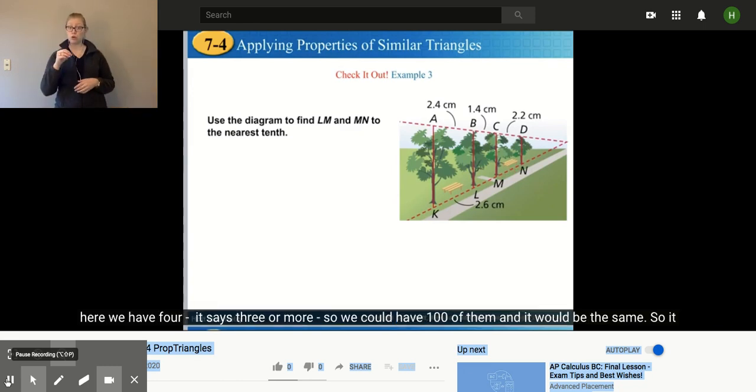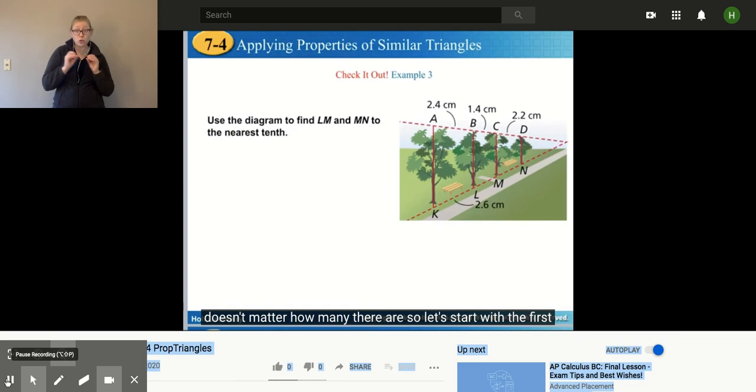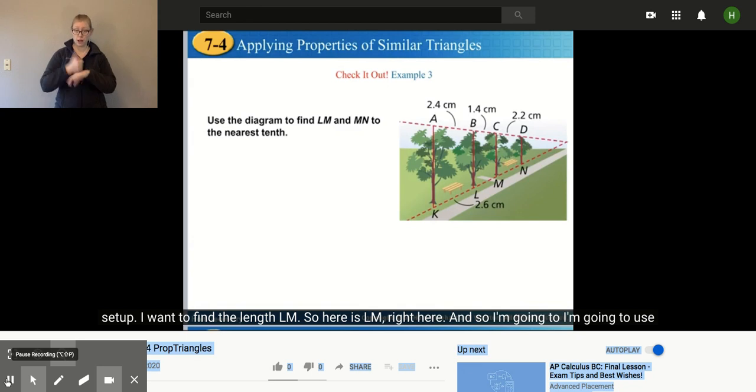And here we have 4. It says 3 or more, so we could have 100 of them, and it would be the same. It doesn't matter how many there are. So let's start with the first setup. I want to find the length LM.